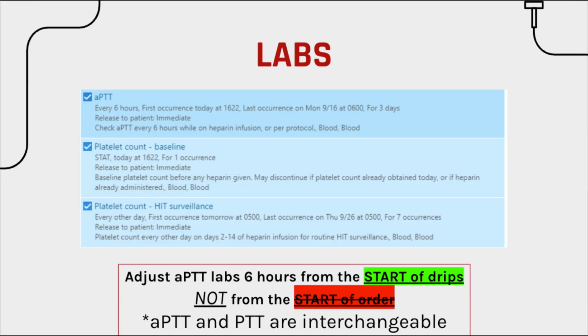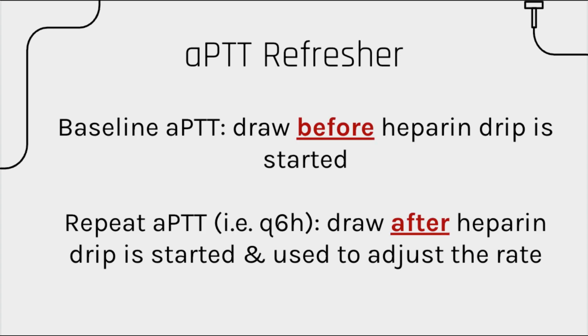Now, let's talk about ordering labs. It is crucial to manually adjust PTT labs 6 hours from the start of the drip, not from the start of the order, since labs are automatically attached to the order. We need a baseline PTT before the drip is started and every 6 hours after starting to adjust the rate.